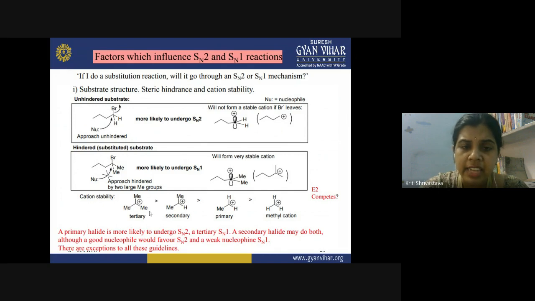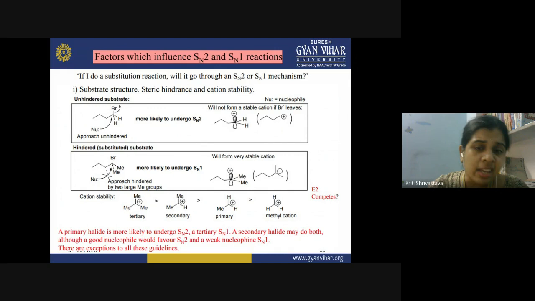Then another factor is the cationic stability. You can see that in the SN1 reaction, a carbocation is generated during the reaction. So whichever intermediate is more stable will decide the course of the reaction. A tertiary carbocation has higher stability, followed by the secondary carbocation, followed by the primary carbocation, and finally the methyl cation. So from these two things, we can conclude that primary alkyl halides are more likely to undergo the SN2 reaction, but a tertiary alkyl halide is more prone towards the SN1 reaction.